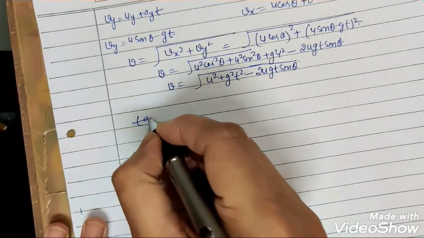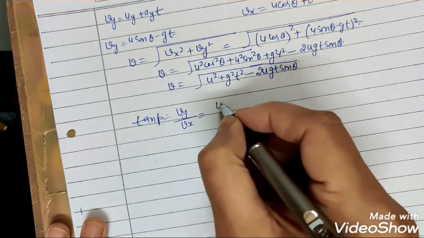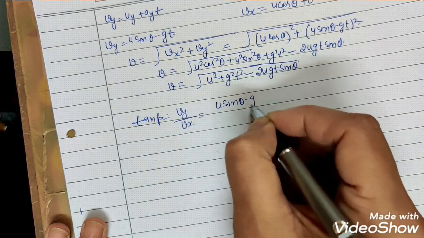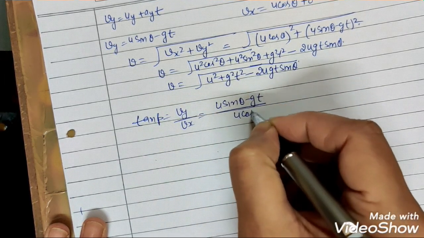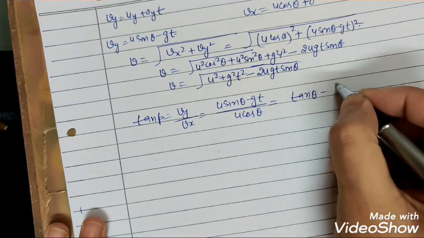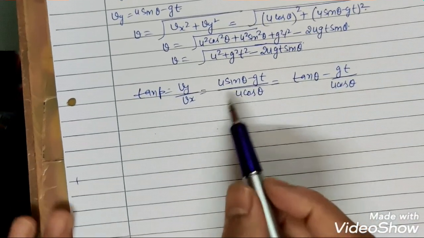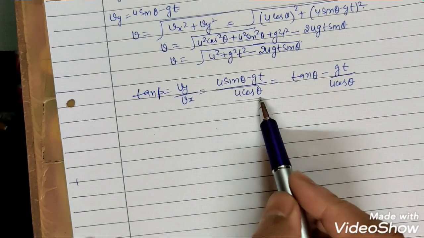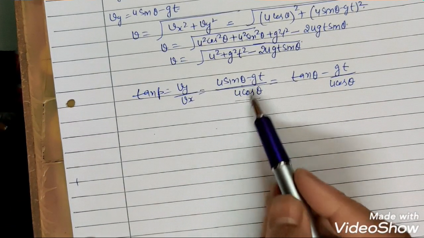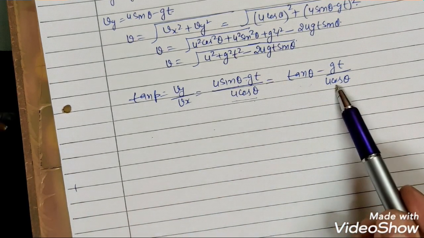And what about the direction again? Y component divided by x: u sine theta minus gt divided by u cos theta. When you write it, tan theta minus gt upon u cos theta, because you have written u sine theta divided by u cos theta minus gt divided by u cos theta, and the result becomes this.